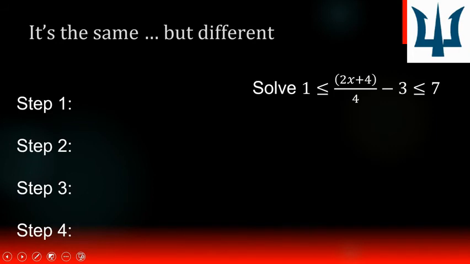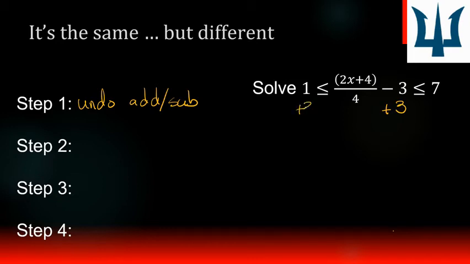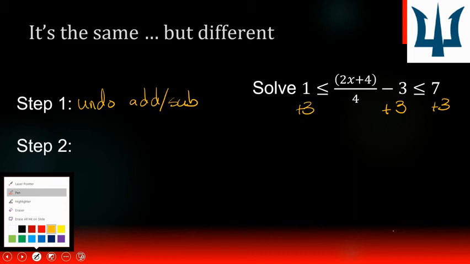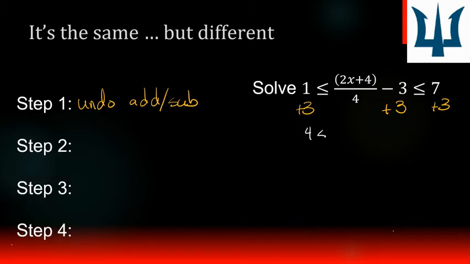So when we're talking about that, the first thing we're going to do on these is undo our addition or subtraction. So on this problem here, I need to get rid of this minus 3, but there's not two sides. Now I have to do it to all three parts. So I'm going to add 3 in the middle, add 3 on the left, and add 3 on the right. So I'm going to get 4 is less than or equal to the quantity 2x plus 4 over 4 is less than or equal to 7.